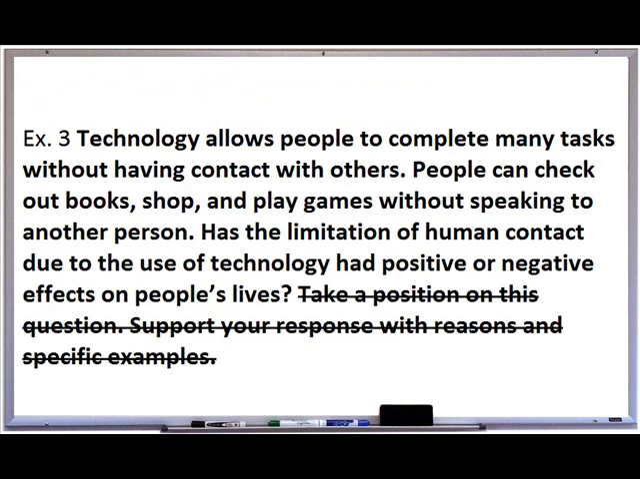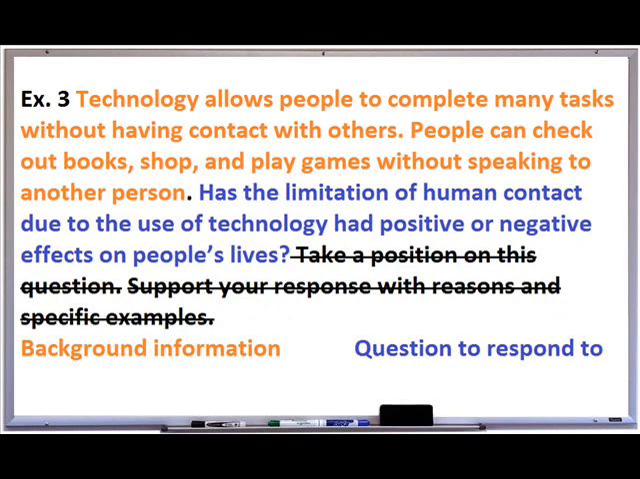Example 3. Technology allows people to complete many tasks without having contact with others. People can check out books, shop, and play games without speaking to another person. Has the limitation of human contact due to the use of technology had positive or negative effects on people's lives? Again, we have a question mark indicating exactly what question the prompt is asking. It's asking us if the limitation of human contact due to the use of technology has had positive or negative effects on people's lives. We can infer that the prompt admits that it has had both, but wants you to pick one, whether the impact has been more positive or negative.